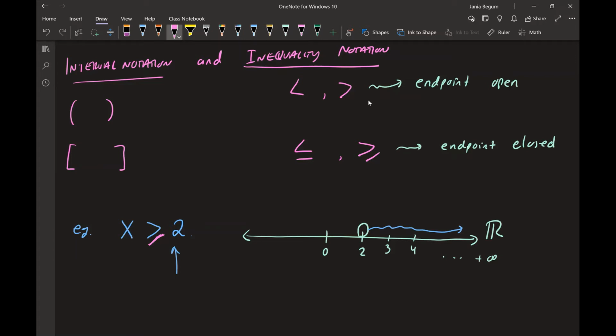So your inequality pretty much tells you if you're including it or if you're not including it. Okay, thank you.